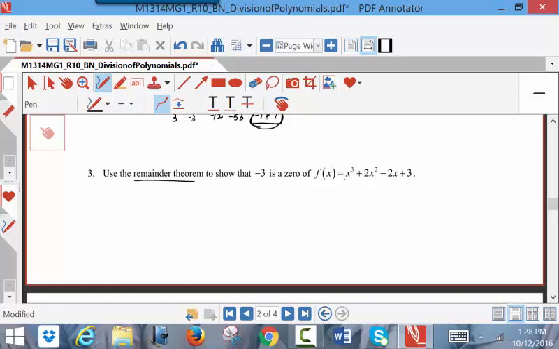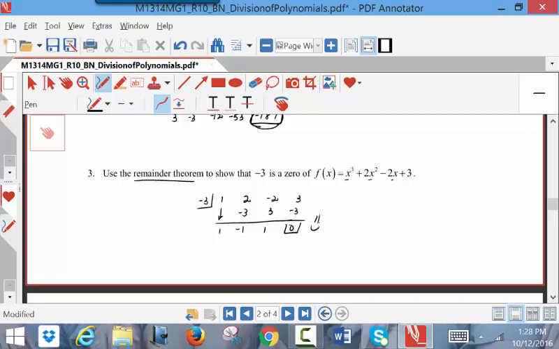Okay, I got an x cubed, an x squared, and x. Okay, so negative 3 goes into 1x cubed, 2x squared, negative 2, 3, and bring down the 1. Multiply, add, multiply, add, multiply, add. Negative 3 times 1 is negative 3. Add. 2 plus negative 3 is negative 1. Multiply. Negative 3 times negative 1 is 3. Add. Negative 2 plus 3 is 1. Multiply. Negative 3 times 1 is negative 3. Add.